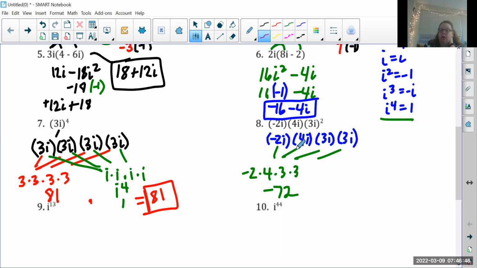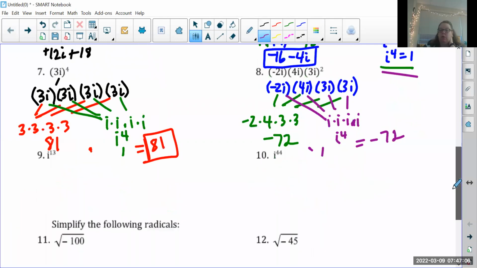And then I'm going to pull out all the i's. So i, and i. So same thing as the last one. Multiplication, there's 4 i's. So i to the 4th. i to the 4th equals 1. And then I'm multiplying negative 72 times 1. So I get a negative 72.